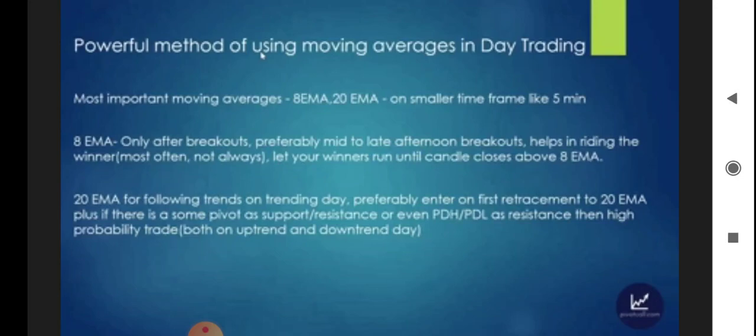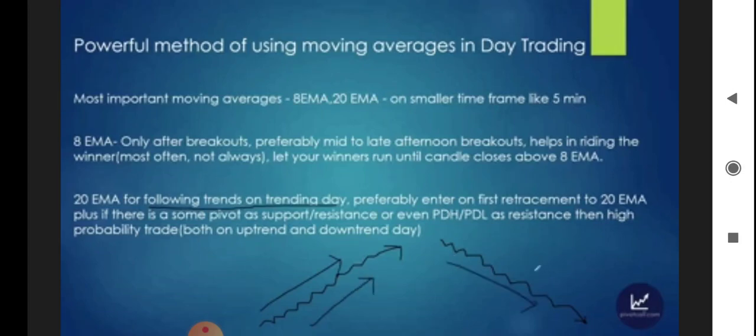What about the 20 EMA? I use 20 EMA for following the trend on a trending day. I already mentioned that trending day means the market keeps going down, keeps going down, keeps going down like this. Or the market keeps going up, keeps going up. This is when the market goes in a trend, in a single direction. It can be upside or downside.